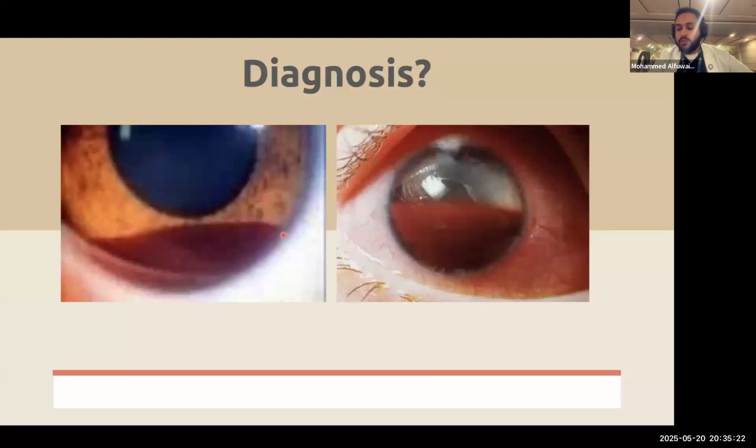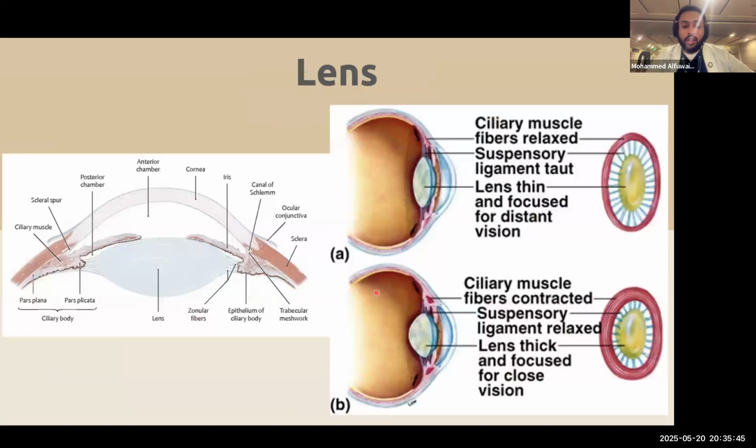Now, what about this one? Someone who had trauma presenting to you with this finding, which is blood accumulating in the anterior segment. What do we call this? Hyphema. Good. That's all I wanted you to remember. The trauma is the cause, and it's basically blood that's collected in the anterior segment. Now we go to the lens and the lens diseases. We're almost done here. So what's the main function of the lens?